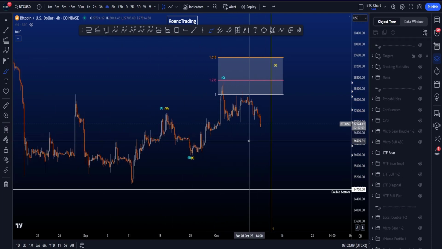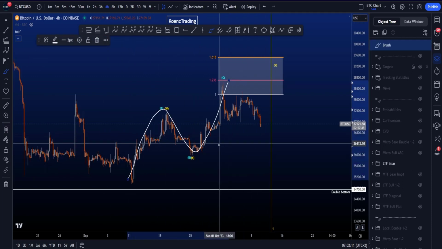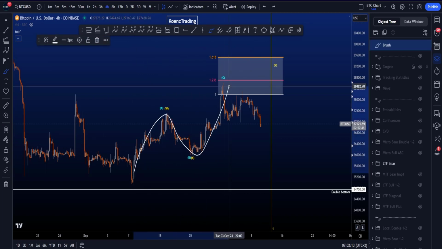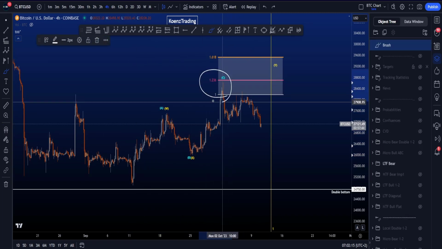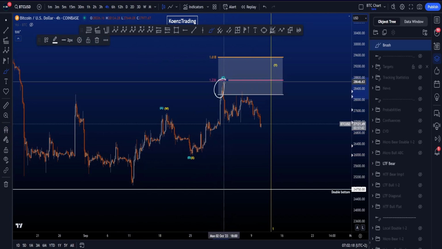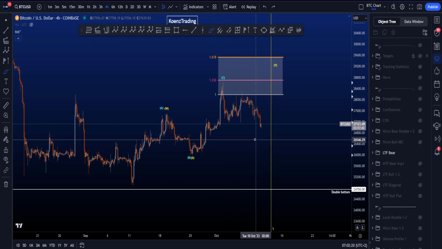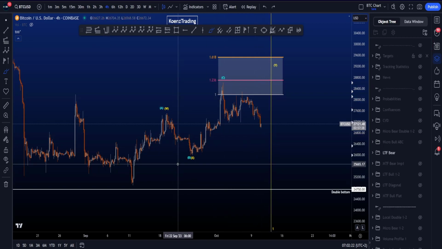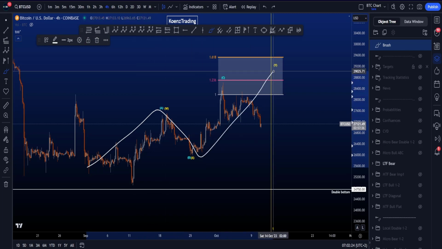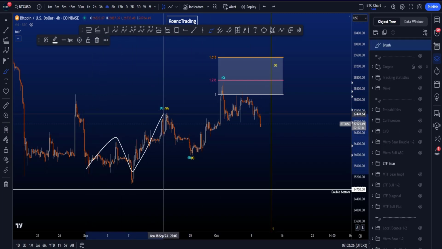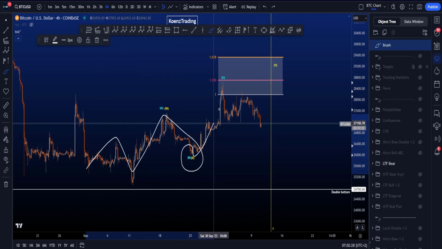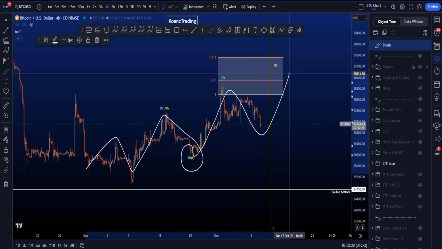So if we think about corrective structures, we have the ABC over here in a zigzag, a 5-3-5. The most common target between the 1 and the 1.236 has been hit. That could be the move towards the downside for lower prices to come. Or we get a WXY, where W is a flat, then we have a double zigzag in X, and then we have Y, which is a zigzag structure.